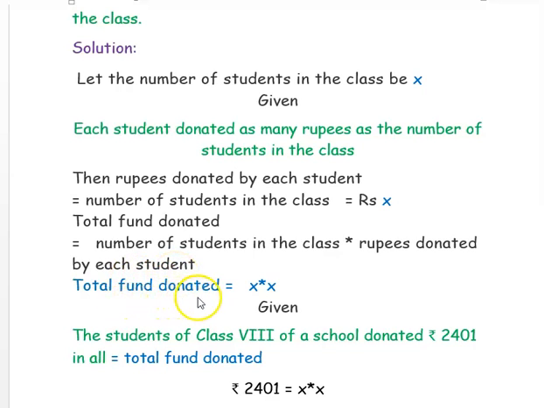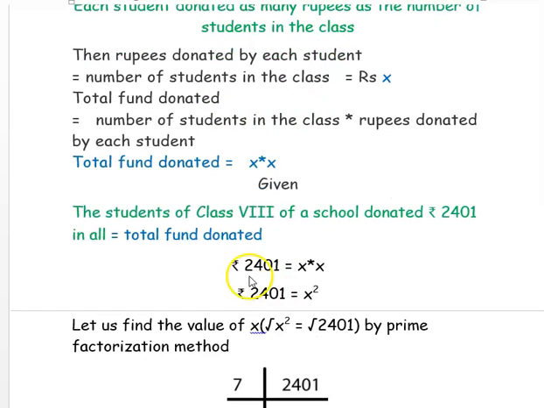So the total fund donated is equal to x into x, because we have taken the number of students in the class as x, and which is also equal to the rupees donated by each student. Now it's given the students of class 8 of a school donated rupees 2401 in all, which is nothing but the total fund donated. So 2401 is equal to x into x, and x into x is nothing but x square.